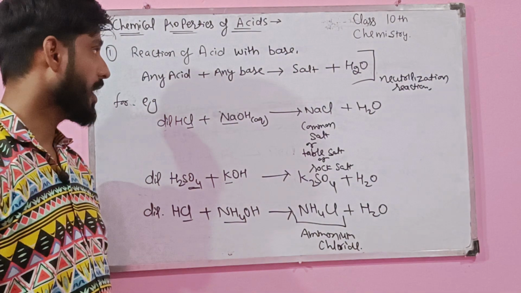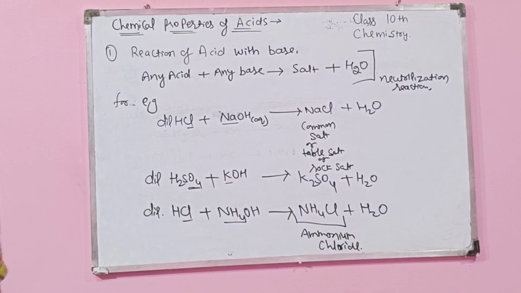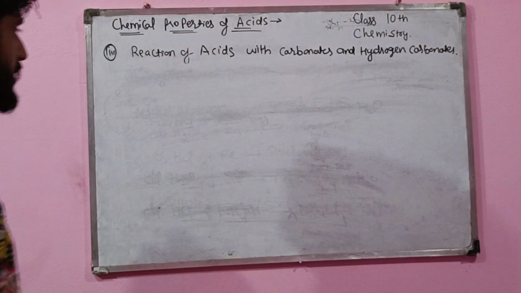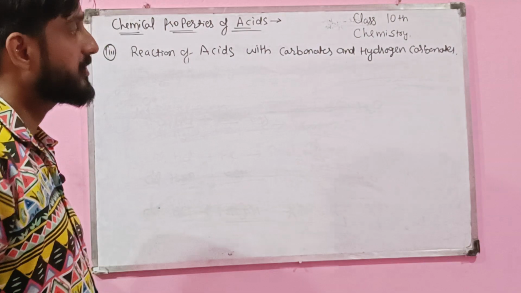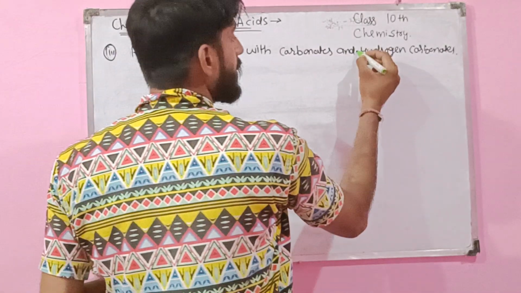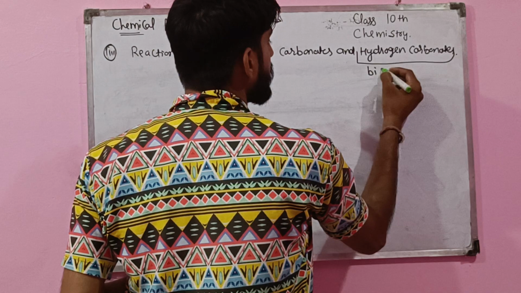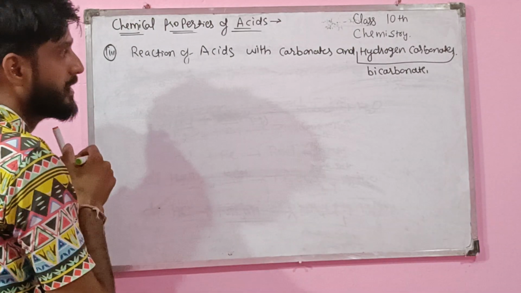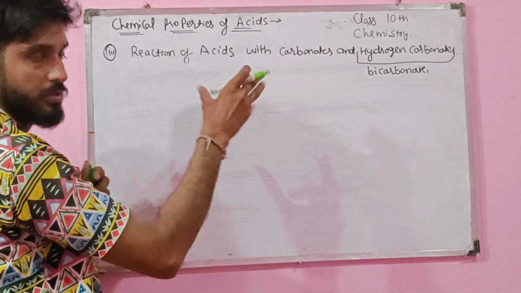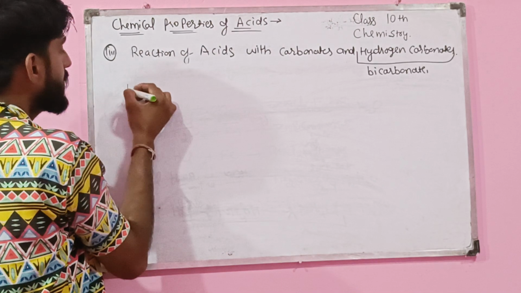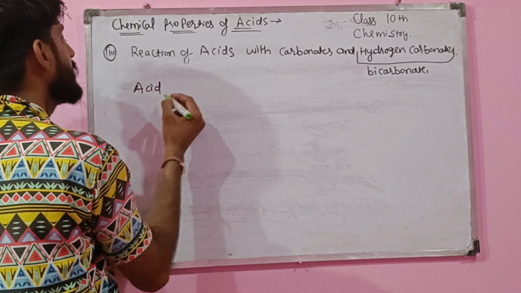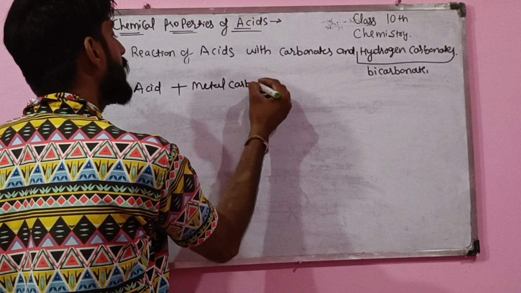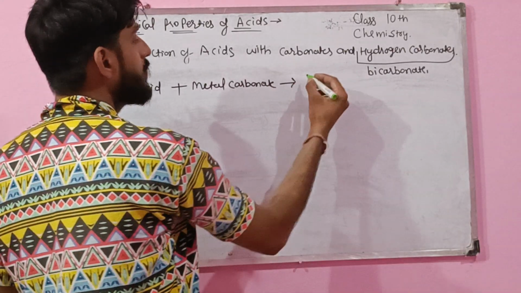Now we are going to discuss its third property. The third property is the reaction of acids with carbonates and hydrogen carbonates. These are also called bicarbonates. Okay, so if we write the general reaction, when any acid reacts with a metal carbonate, then the formation of metal salt takes place.